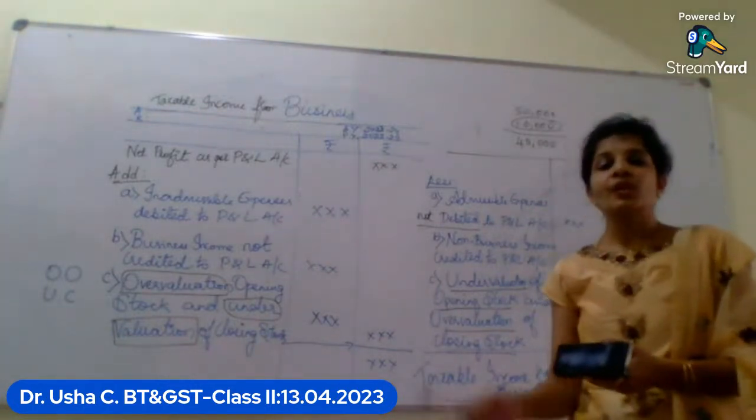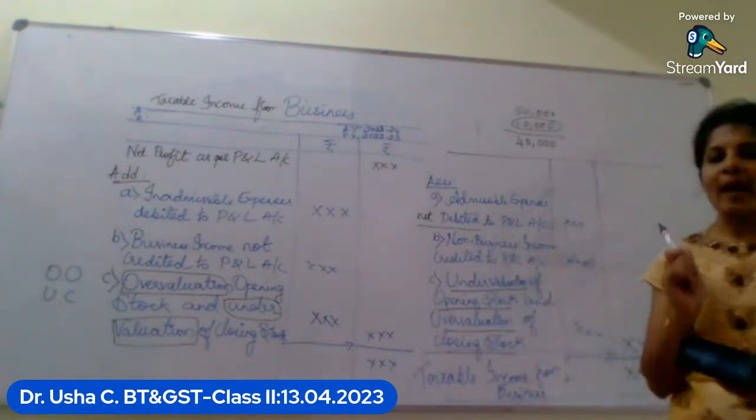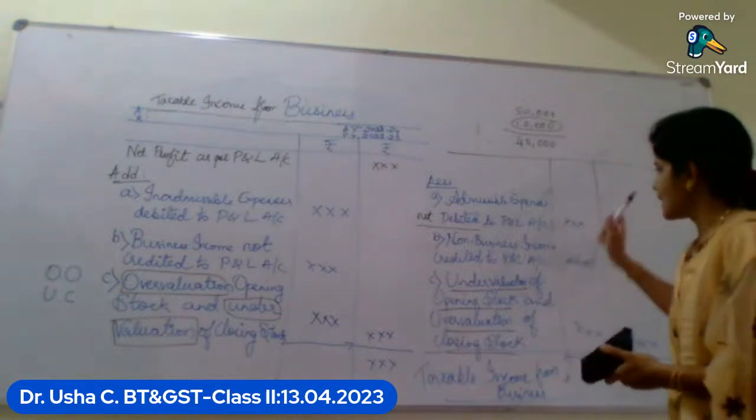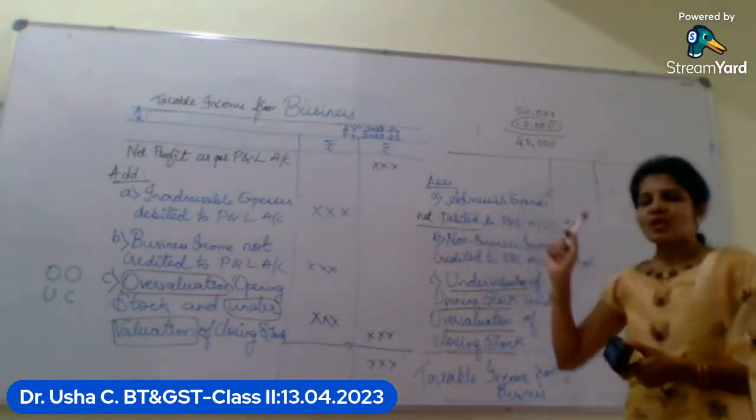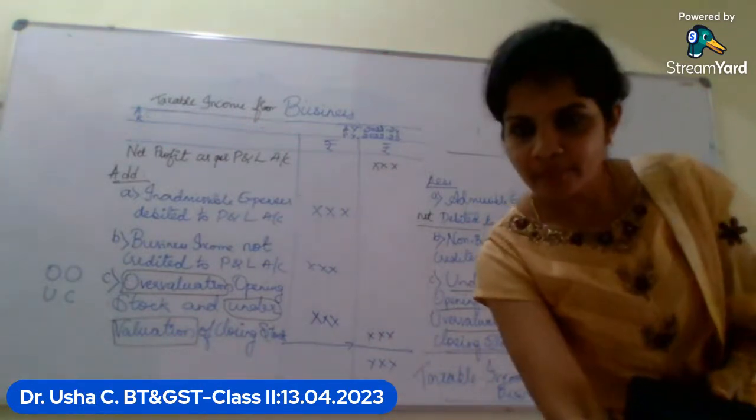So, in order to calculate tax or assess the tax on the exact value of profit, then this expenditure which are allowable as per the Income Tax Act must be deducted.